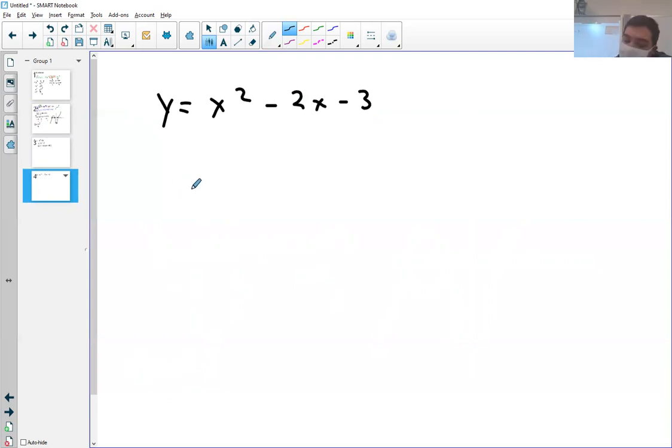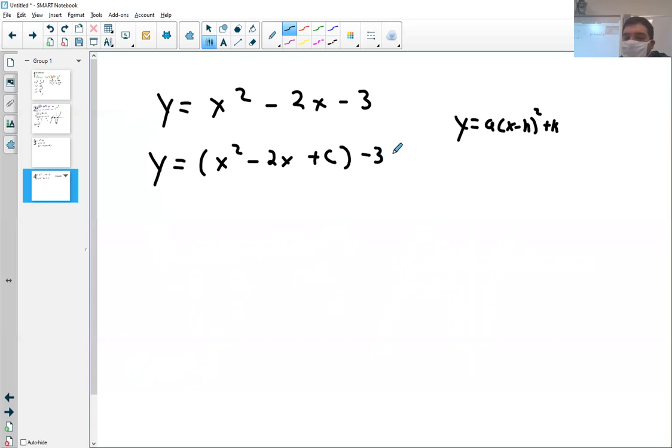When we're graphing a quadratic, we need to turn it into vertex form. If you want a reminder, it's a times (x minus h) squared plus k. Don't forget the little square; I forget the square sometimes. So first, let's split it up. We add c, and then subtract c.